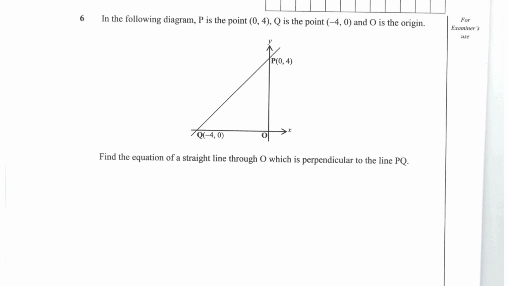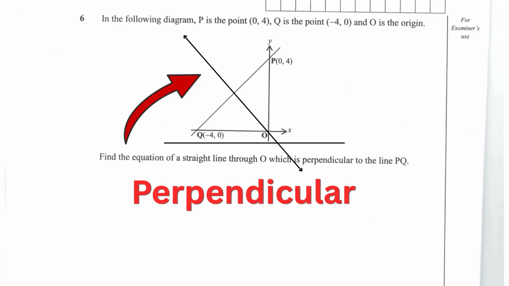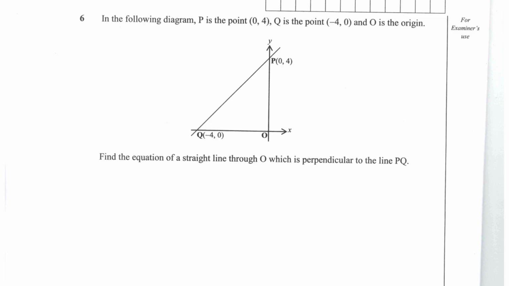In the following diagram, P is the point (0, 4), Q is the point (-4, 0), and O is the origin. So we have the diagram here, and the question is: find the equation of a straight line that passes through the origin O, which is perpendicular to the line PQ.